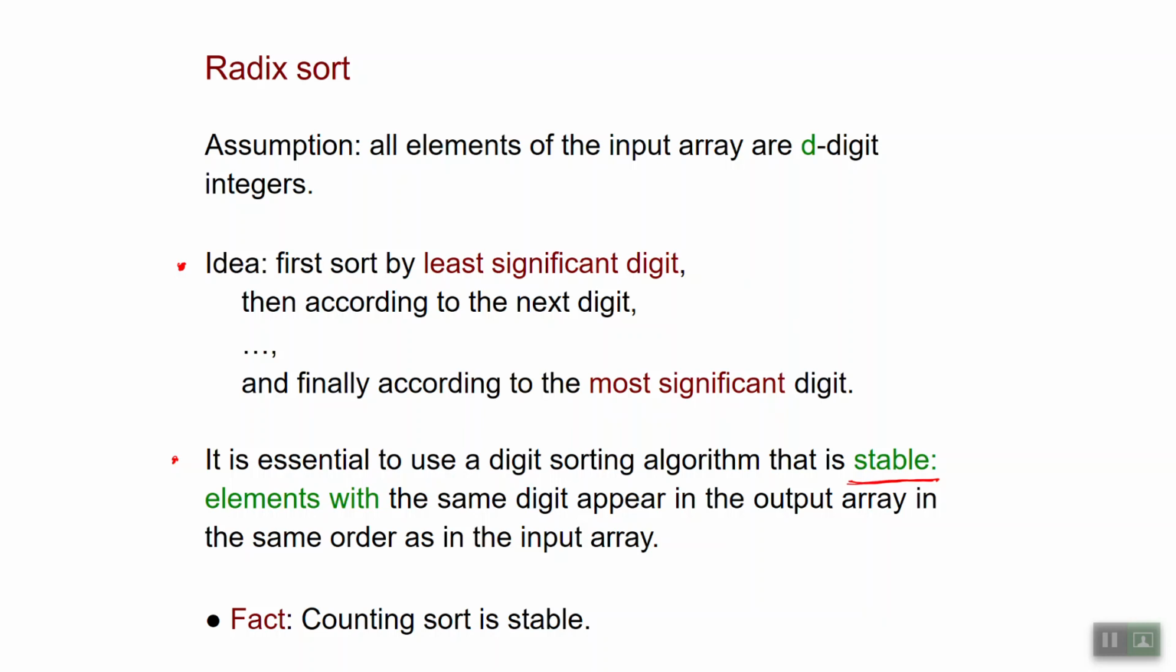Okay? To think of stability, you really have to think that your elements carry some additional information in addition to the key with respect to which you're sorting. In the case of radix sort and numbers, you sort only with respect to one digit, but the other digits also carry information and you want to preserve the information in a certain way, and that's stability. And there is a fact which we're going to utilize: counting sort is stable. Okay, and you can verify that by inspecting the pseudocode.